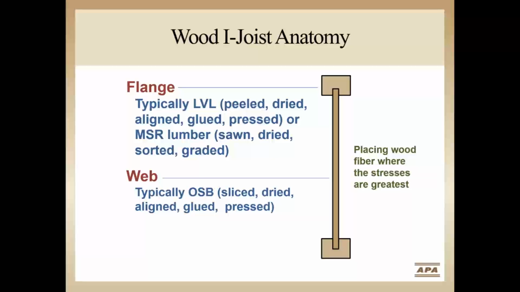The web material is typically a 3/8-inch oriented strand board, OSB material, that has been manufactured using specifically sized and shaped strands of wood that have been bonded together under heat and pressure into sheets. The flanges and web material have all been specifically manufactured for use as components in those I-joists.